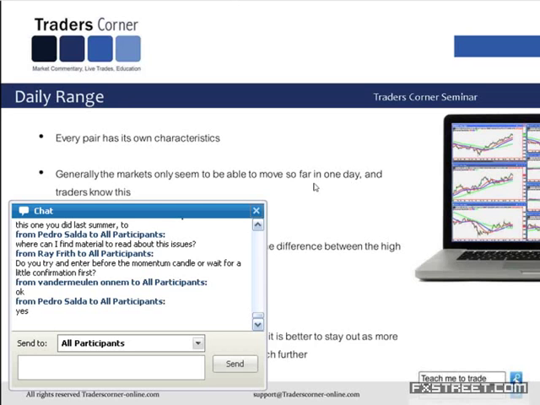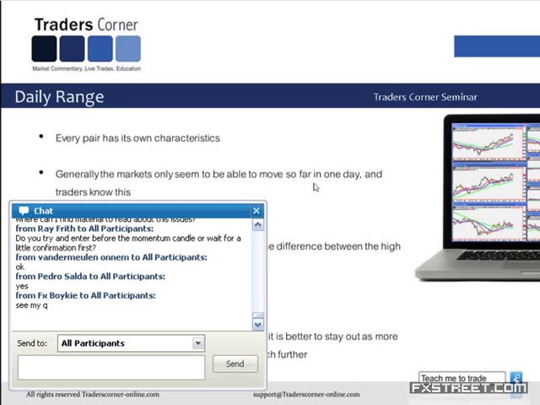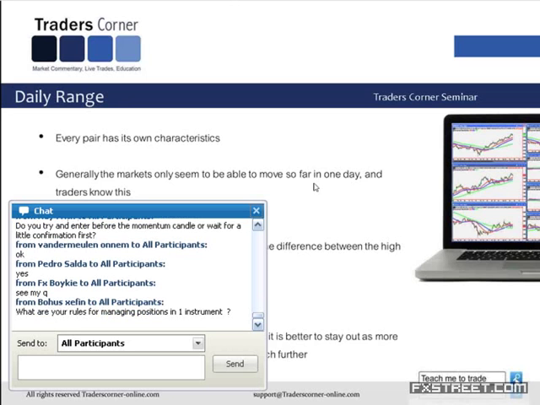Do you try and enter before the momentum candle or wait a little? Personally, Ray, I like to wait for confirmation. I don't like trying to predict what's going to happen. I prefer to react. So I have my rules in place, and I react if something happens. If X happens, I will do Y. That's the way that I trade.